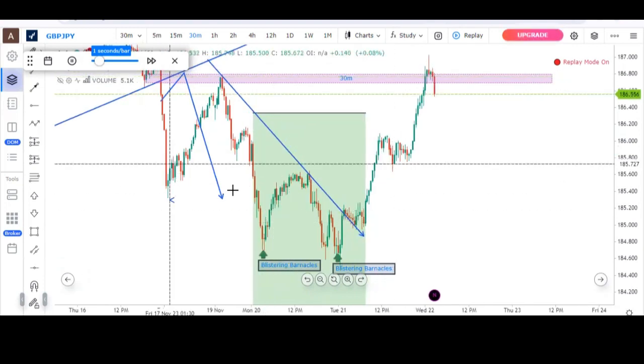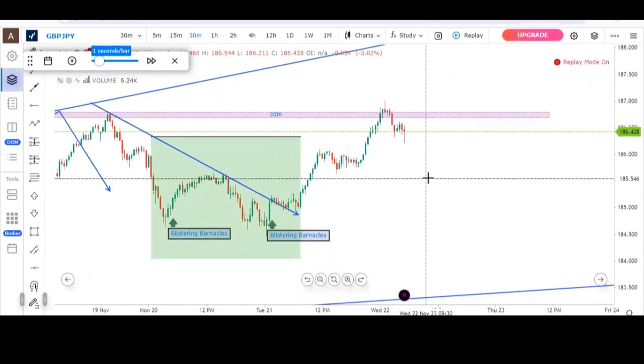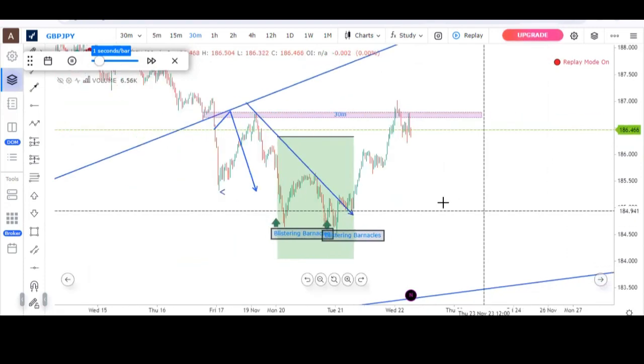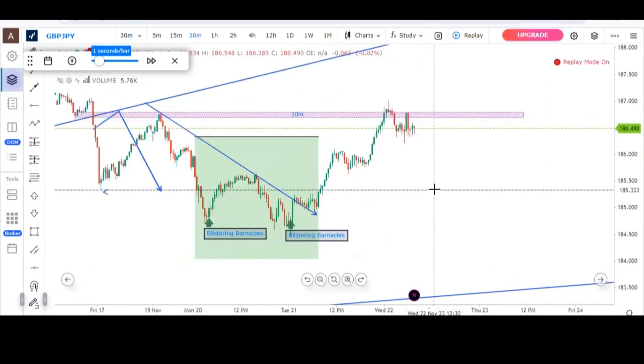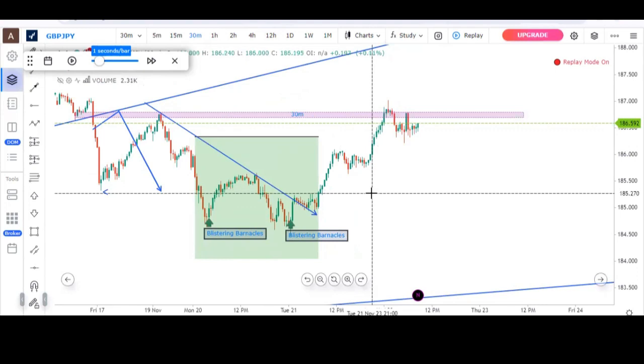Because why? This is 30 minutes. This is 30 minutes. You are going to see resistance. You are going to see everything playing out fine. But for you to understand the process, you can see this is the 1 hour time frame. I've already told you that this market is moving in an uptrend, and 4 hours gives you the same scenario that the market is moving in an uptrend.